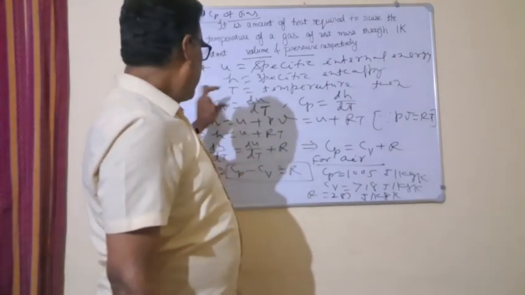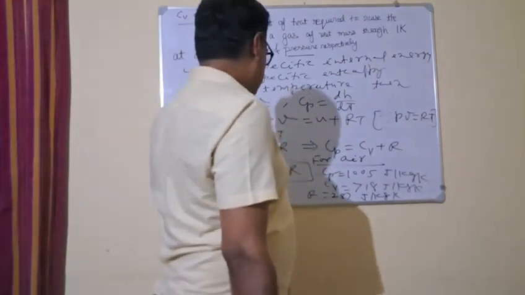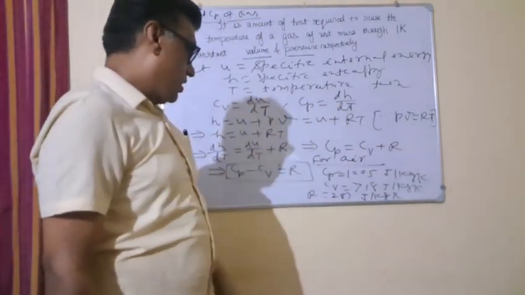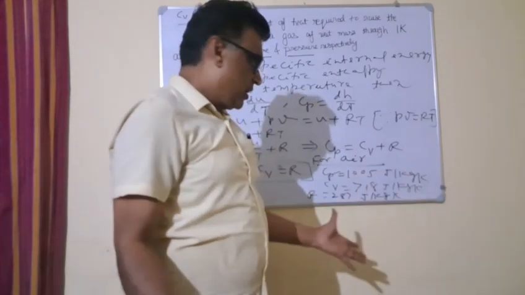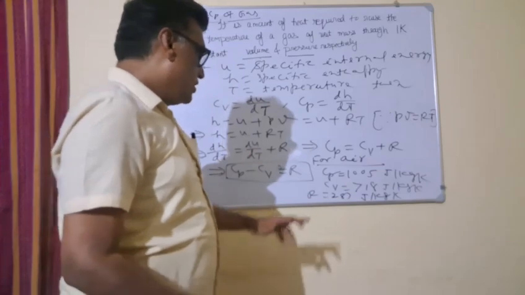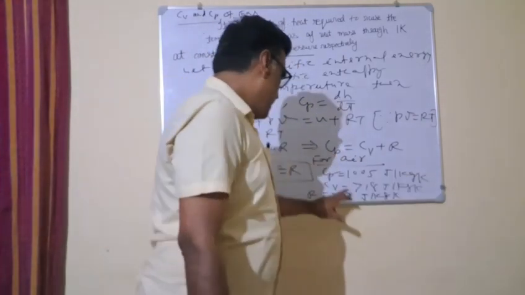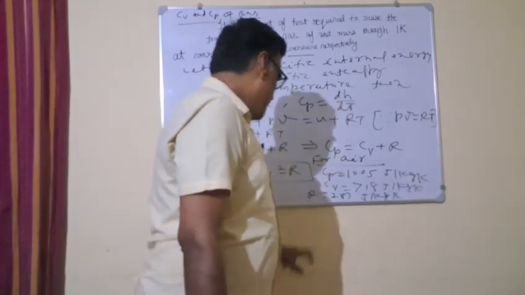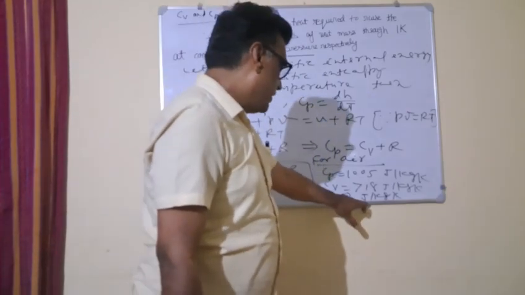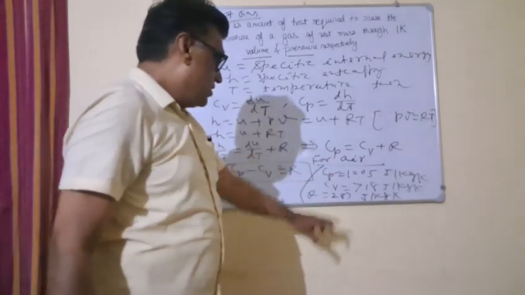dh upon dt is the Cp, and du upon dt is what? It is Cv, and plus R. So you got the formula Cp minus Cv equal to R. For air, because air is the working substance in many practical cases, you should remember these values. Cp equal to 1005 joule per kg Kelvin, Cv equal to 718 joule per kg Kelvin, and Cp minus Cv is the R. R is the gas constant, and its value is 287 joule per kg Kelvin. So you should remember these three values for air.